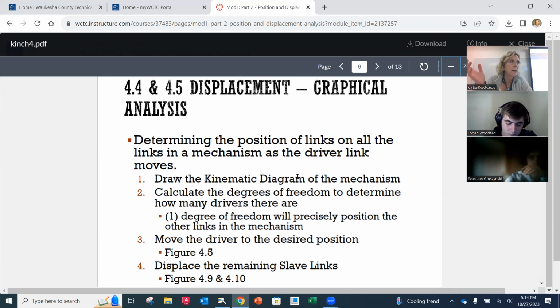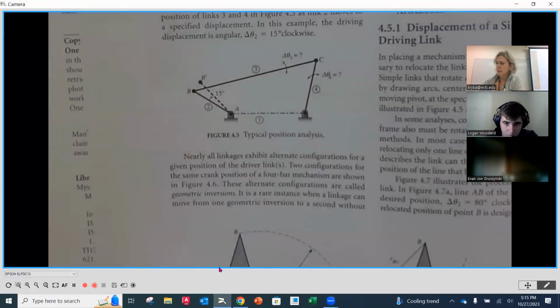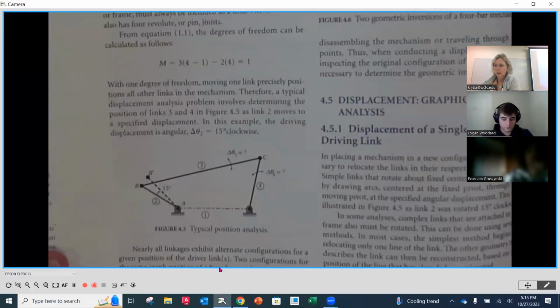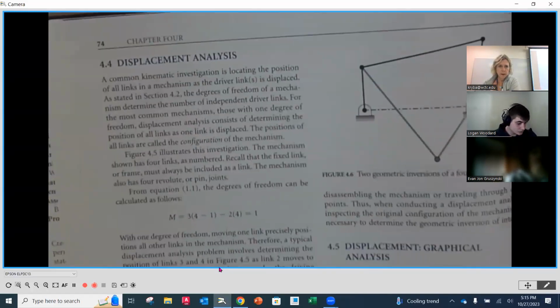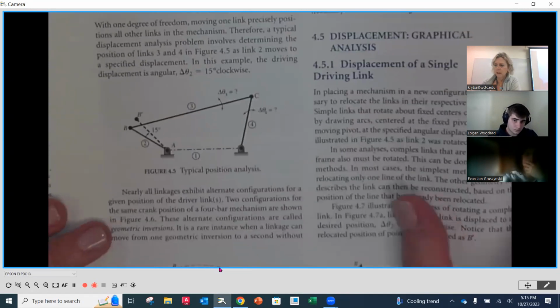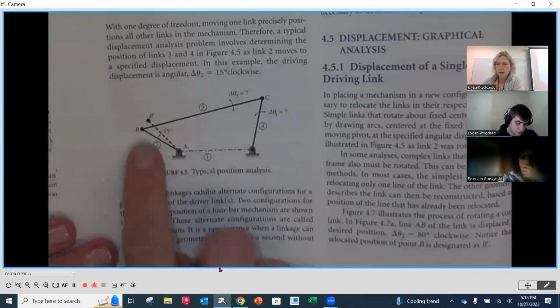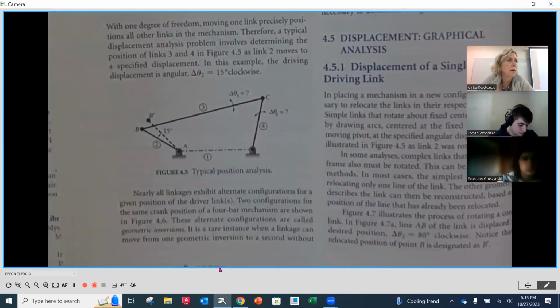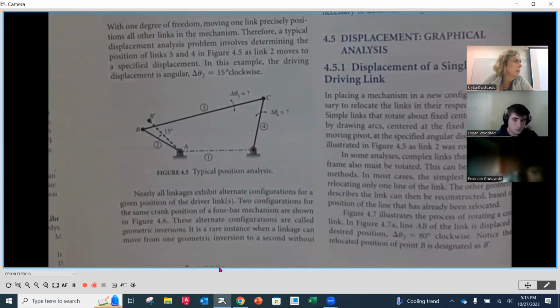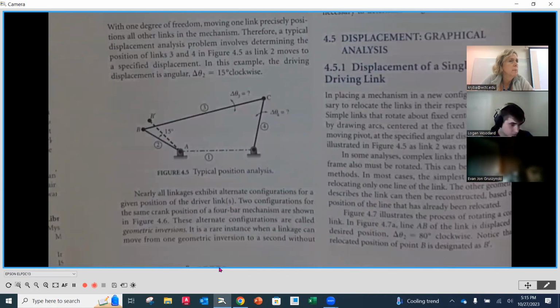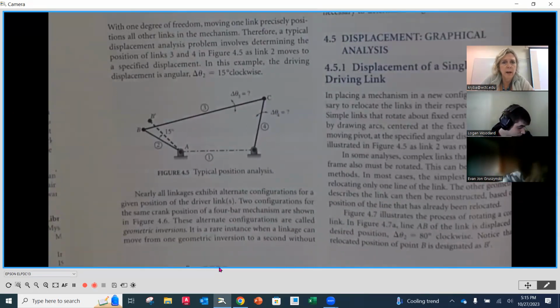If we look at, and really starting on page 74, we're going to see this process play out. Here on page 74 in our first column, about halfway down, figure 4.5. This is our first look at a kinematic diagram, just like what we looked at in chapter 1. We have it simplified. We have our links identified with the numbers and the circles.